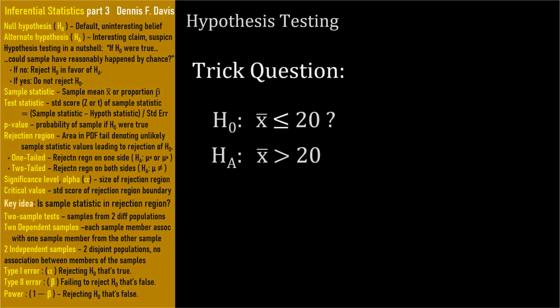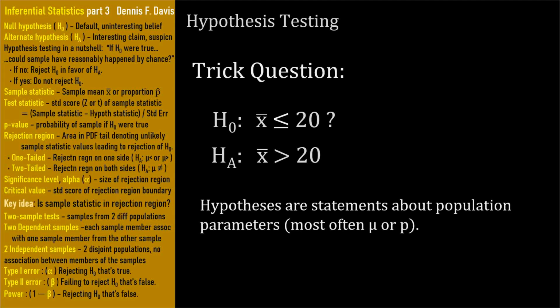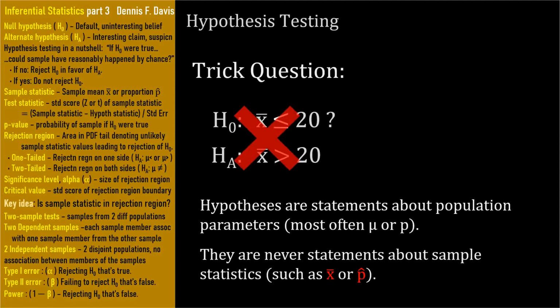But it's a trick question, because hypotheses are always statements about population parameters, like mu and p, never about sample statistics, like x bar or p hat. Don't be fooled, and be sure to always use parameters in your hypothesis statements.